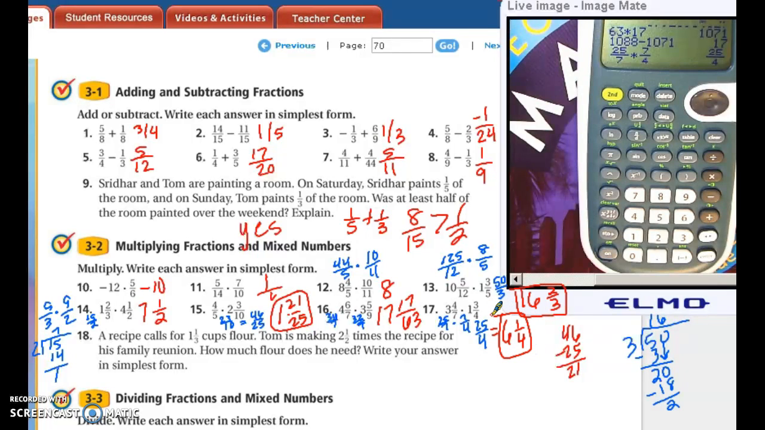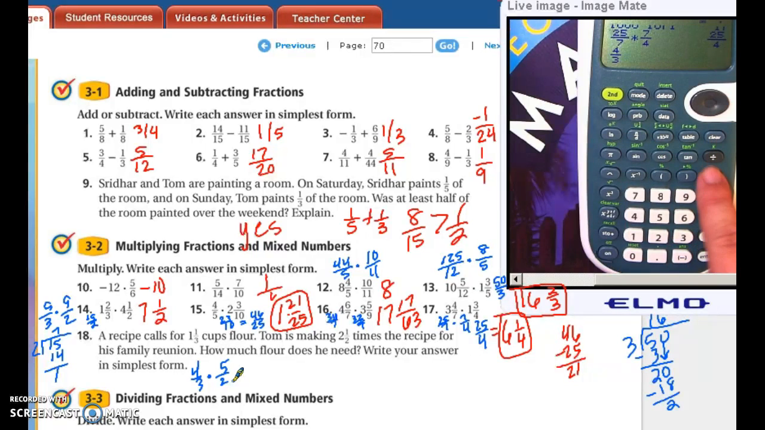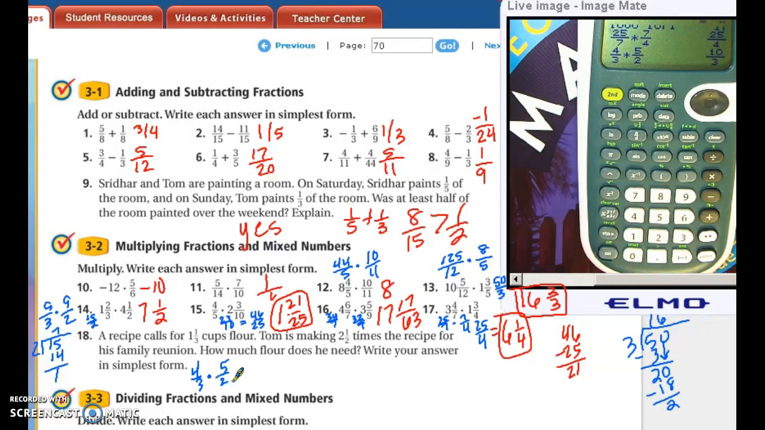A recipe calls for 1 1/3 cups of flour. Tom is making 2 1/2 times the recipe for his family reunion. How much flour does he need? 3 times 1 is 3, plus 1 is 4/3, times 2 times 2 is 4, plus 1 is 5/2. And we multiply that in our calculator. 4 over 3 times 5 over 2 is 10 over 3. 3 will go into 10 3 times with 1 left over. He needs 3 1/3 cups of flour.